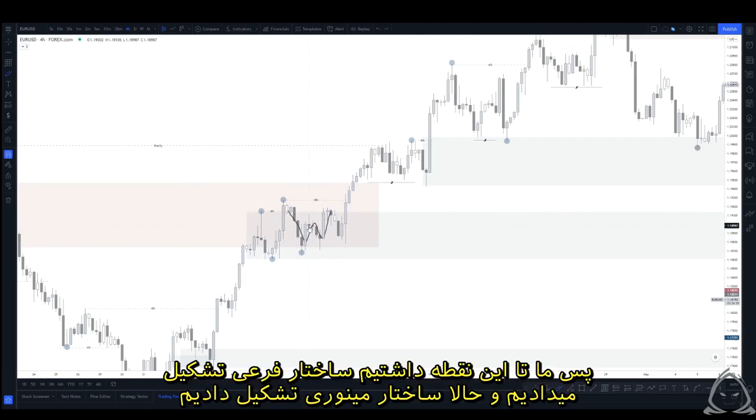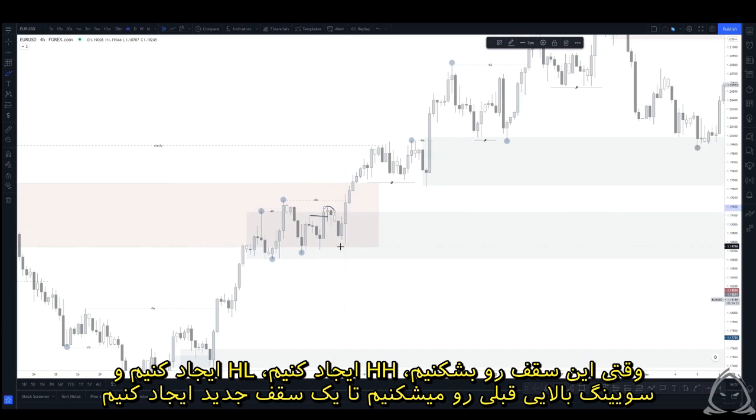But what we can see very clearly is that price creates a higher high within the range. So we've created up until this point substructure, and then we start creating minor structure once we break this high, create a higher high, higher low, and then we go running the previous swing high to form a new high.